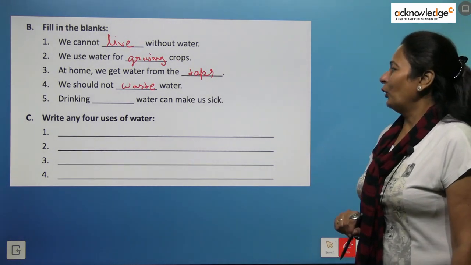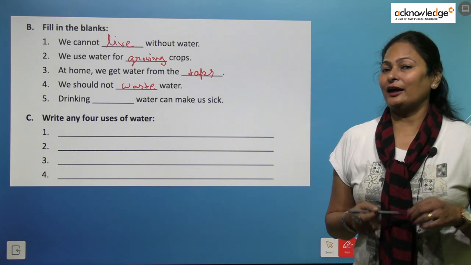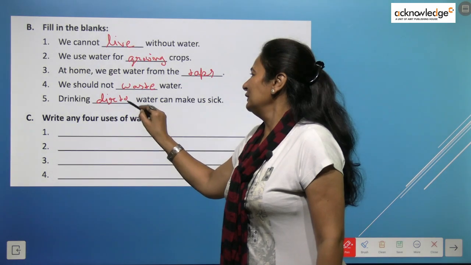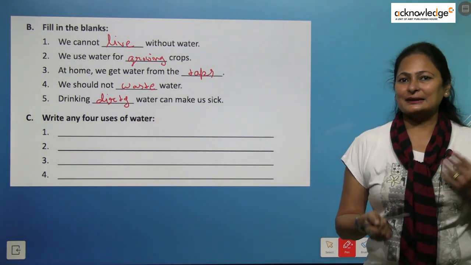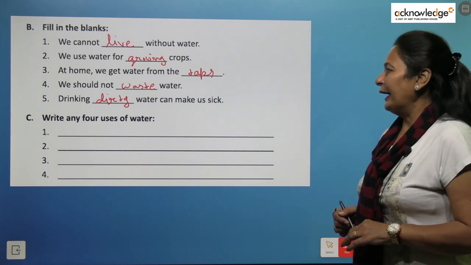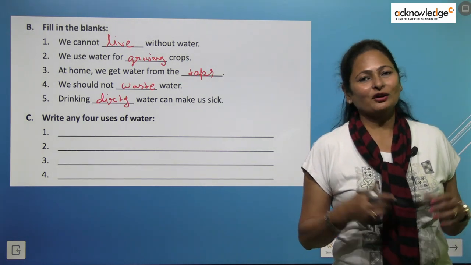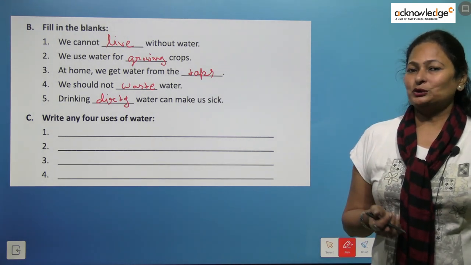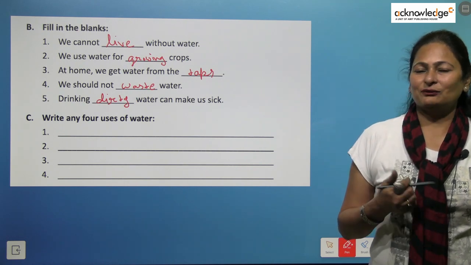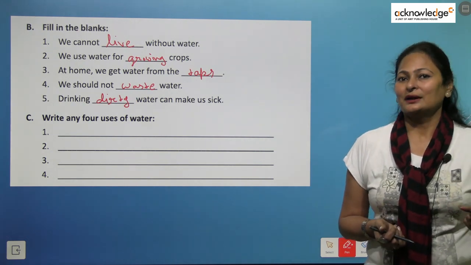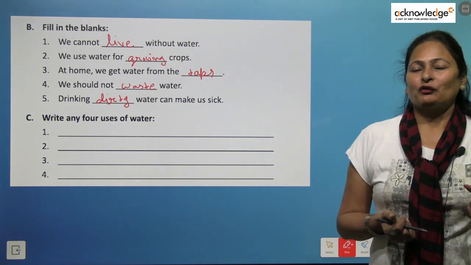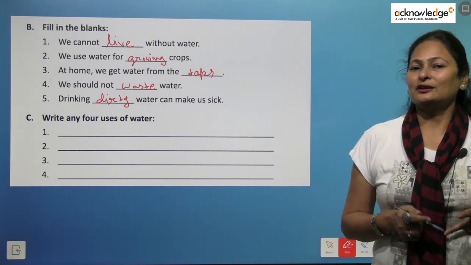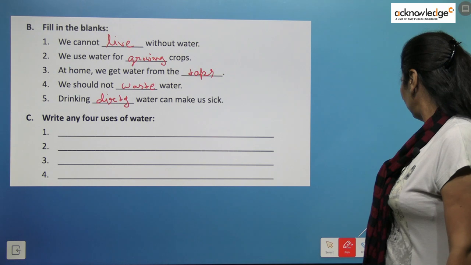Drinking dirty water can make us sick. If we drink dirty water, very good, this water makes us sick. Now, write any 4 uses of water. We have seen so many uses of water, isn't so? Like, we use water to wash the clothes, wash the utensils. We use water for growing crops, right? And what else? We learned that we need water for bathing, and we need water for drinking. So many uses of water.